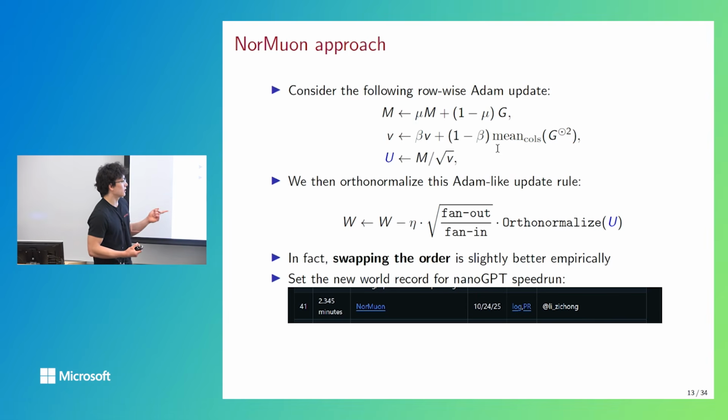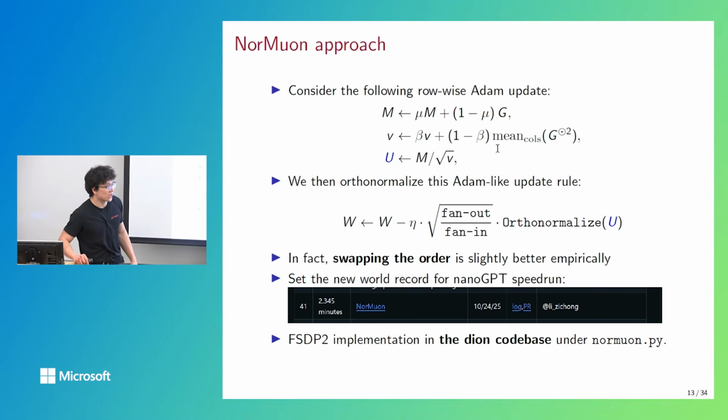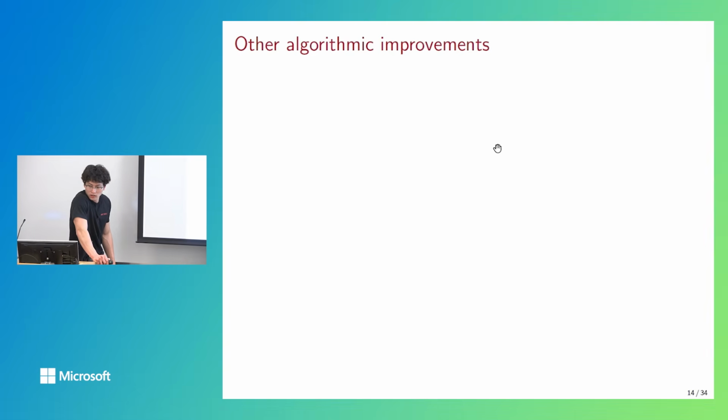Concretely, this new algorithm set the new world record in GPT speedrunning, showing the validity of this idea. And we actually have an implementation of this algorithm in our Dion codebase, so you can also try it out with larger-scale runs with FSDP. Another algorithmic improvement that I want to touch upon before I move on to the implementation details.